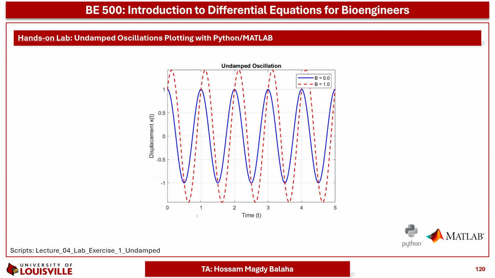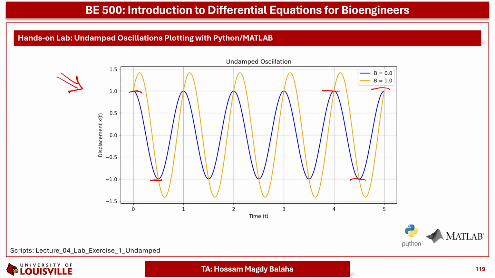Also you find here there is oscillation which is not damped, and it ranges between -1 to 1, and when B equals 1 there is a phase shift like what you see here and here. The same for Python, like what you're seeing here and here. Using any of those, you will find that both of them are undamped oscillations.